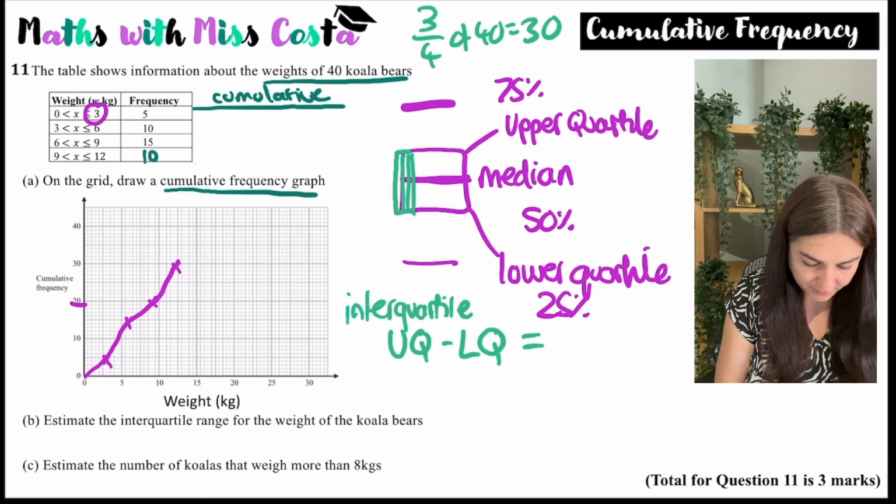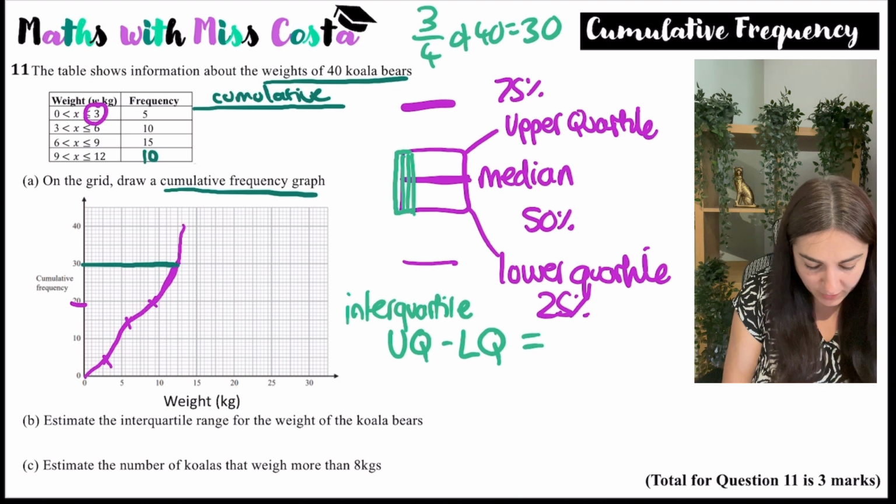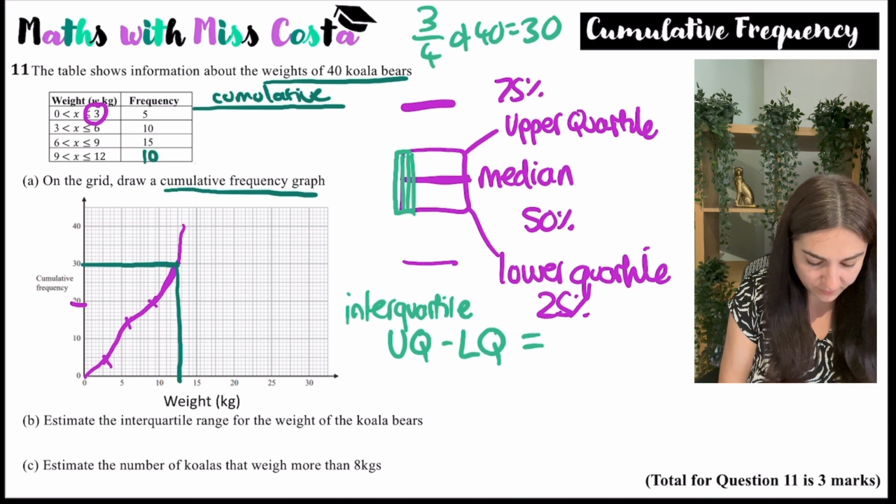Hold on, something's not right. Oh, I should have plotted it at 40. Yep, so that would be a steep rise to 40. Okay, right. Anyway, interquartile range is 30. I go along the graph and then I go down.